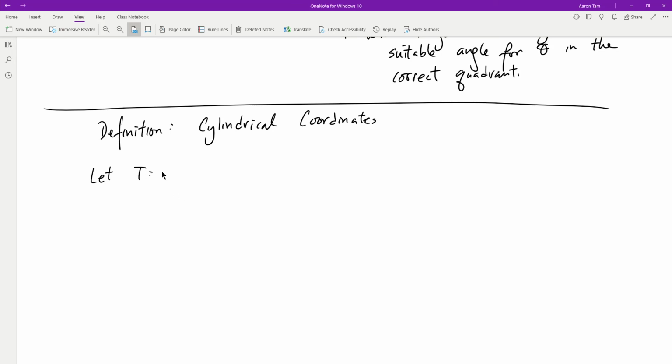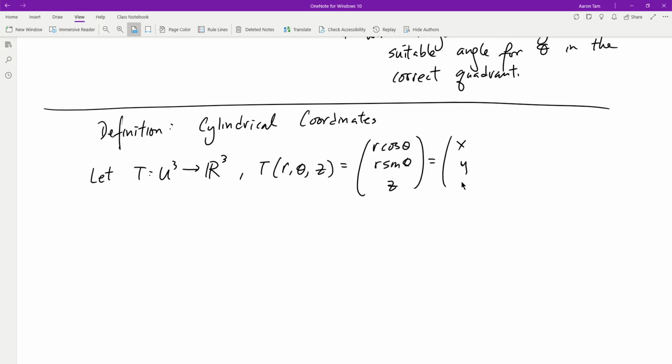Here's the transformation. Let T be a function from U3 to R3. The transformation is T of (r, theta, z), which is equal to (r cosine theta, r sine theta, z), and that's just equal to (x, y, z). Yes, if you look at this, you might be thinking, wait, the z just stays the same? Yes, it does. In the cylindrical coordinate system, you're basically taking the polar coordinate system and simply adding a z coordinate that moves it up and down, which is basically what a cylinder is. A cylinder is basically a circle moving from one end to the other end.